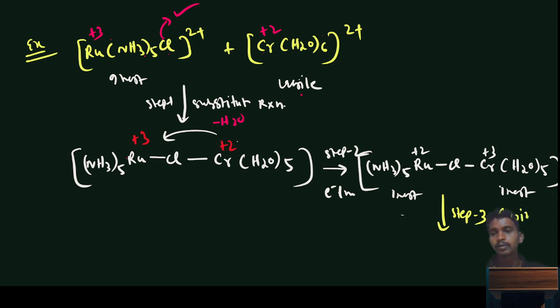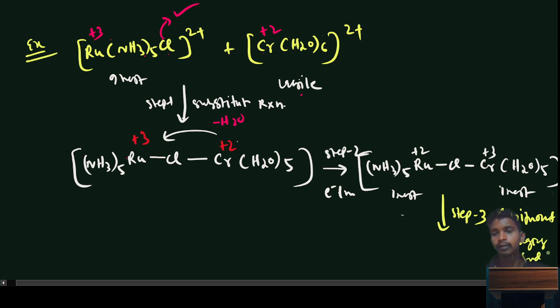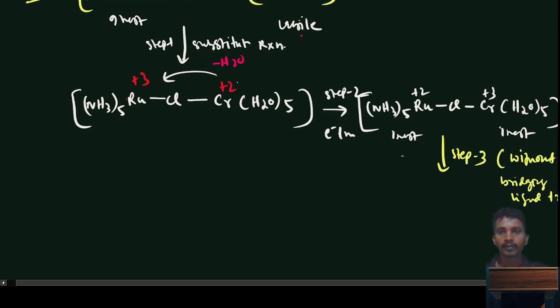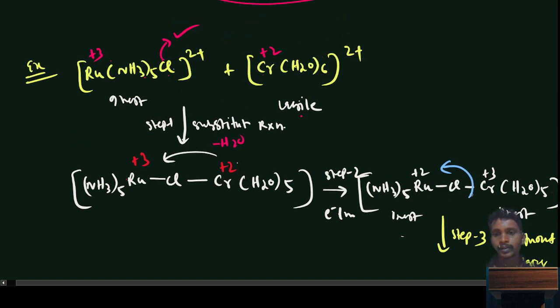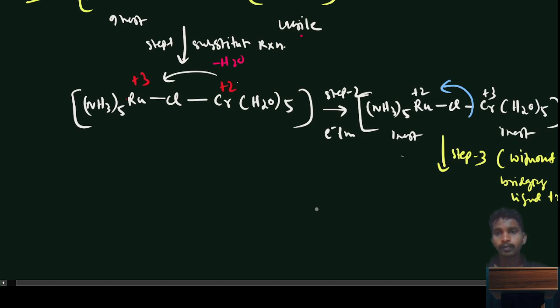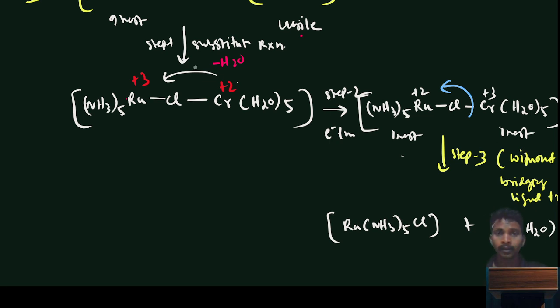I will do that without bridging ligand transfer. Bridging ligand transfer will happen, so wherever the bridging ligand was previously, it stays the same. So the bridging ligand will be there itself. So the reaction becomes NH3 5 rhodium Cl, and here one water ligand I removed, so this will become 5.